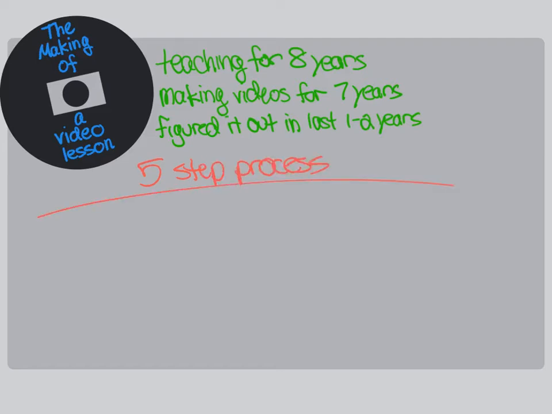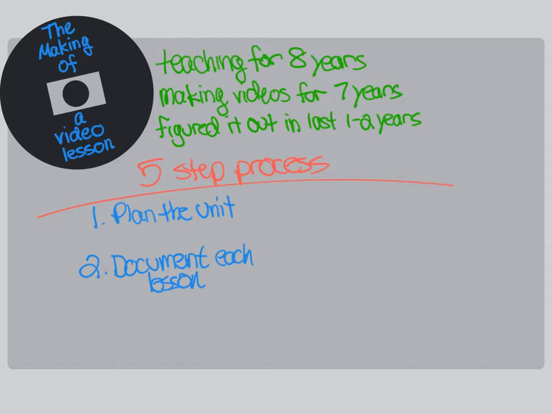Here's the first step. Plan the unit. Decide how many topics there will be and how many lessons, and many times a textbook will help. Step 2, document each lesson. That means you have a working document that includes each lesson in your unit, and it's all typed up. Well, it doesn't have to be, but you'll see why it's super helpful if it is later.